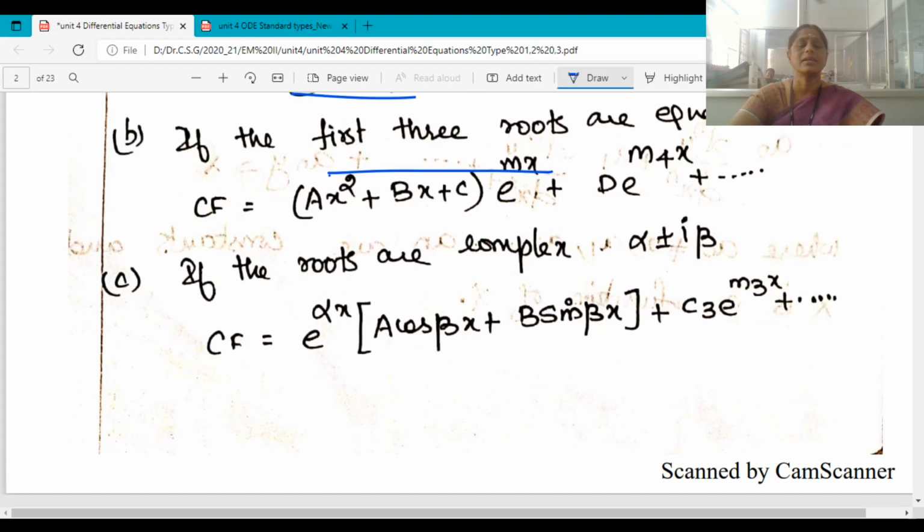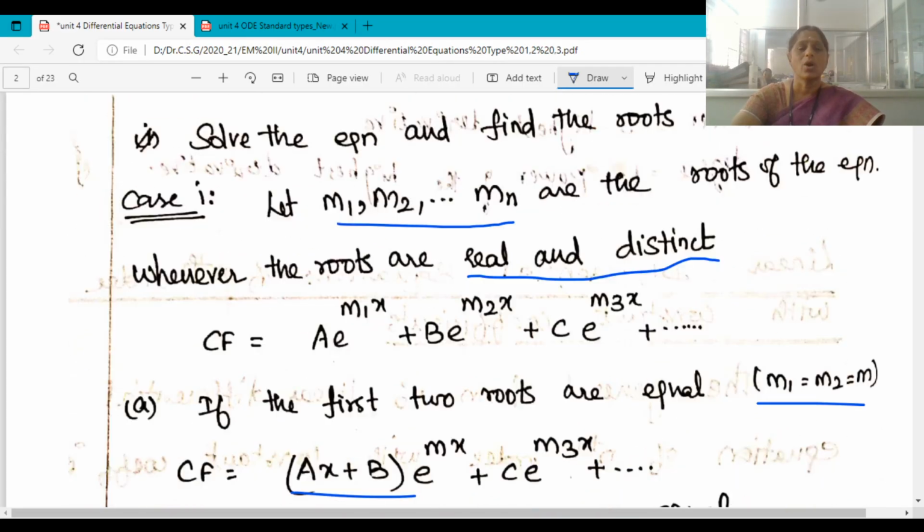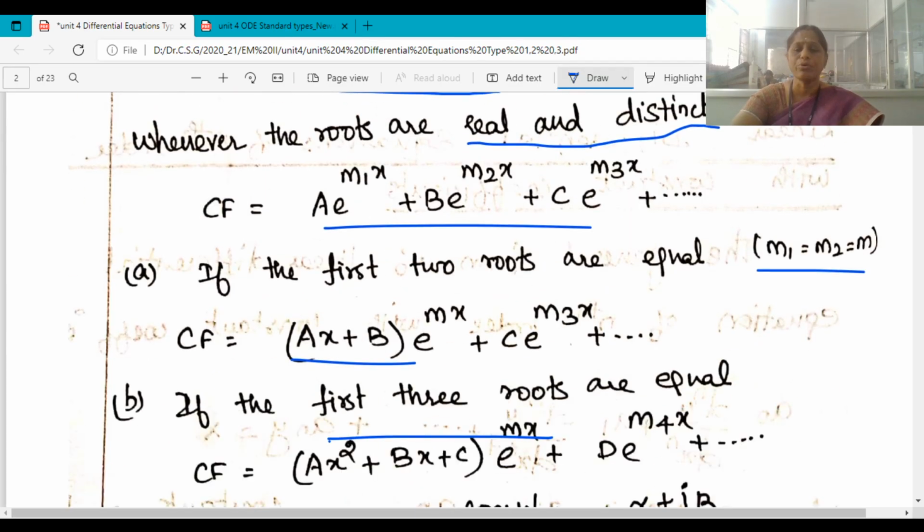And the next category is when the roots are complex. In the case of complex roots, like alpha plus or minus i beta, I hope you understand this is the complex form. The complementary function is e power alpha x into (a cos beta x plus b sin beta x), where alpha is the real part and beta is the imaginary part, plus c3 e power m3x plus etc. So with this idea, you are able to write the complementary function. When the roots are real and distinct, this is the complementary function. When two of the roots are equal, we write ax plus b for repetition.